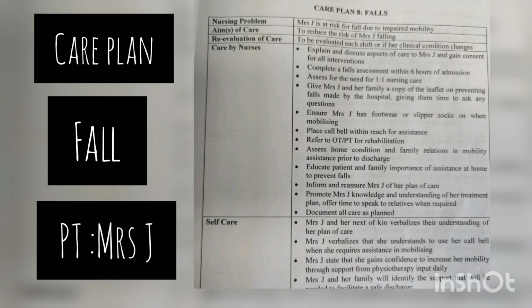The self-care will be: Mrs. J and a next of kin verbalize the understanding of a plan of care. Mrs. J verbalizes that she understands to use a call bell when she requires assistance in mobilizing. Mrs. J states that she gains confidence to increase her mobility through support from physiotherapy inputs daily.